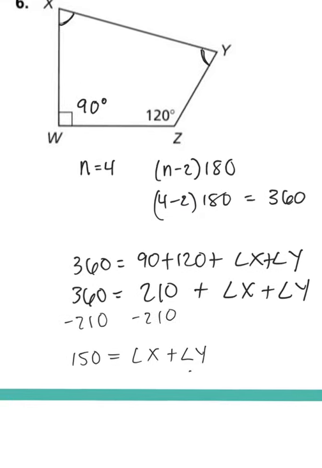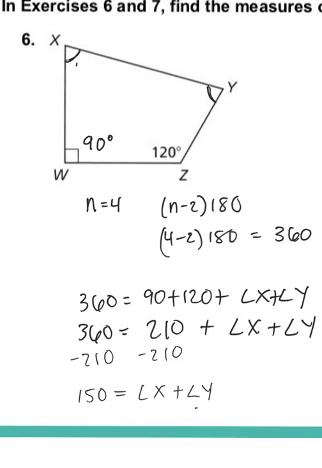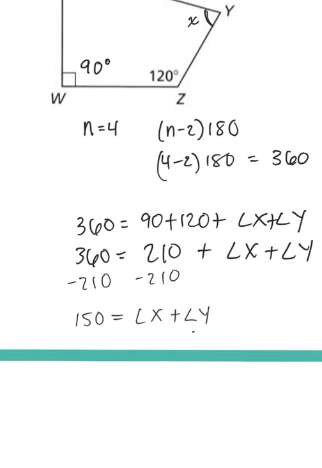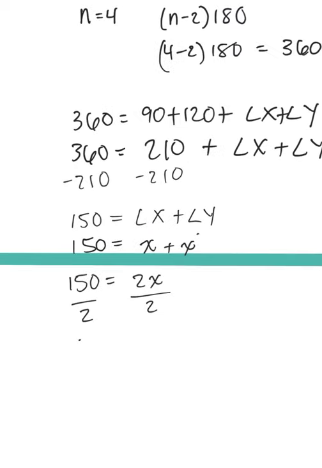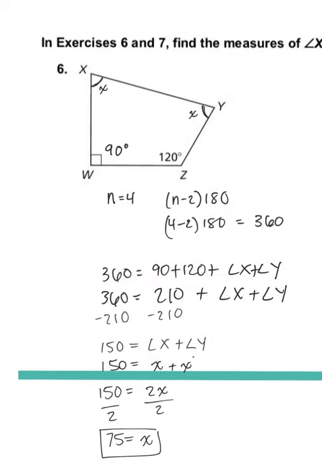So let's assign a variable to them. Let's assign little x to both of them, okay? So little x is going to be both of those angle measures. So this would technically be 150 equals little x plus little x, which is just 2 little x. So 150 equals 2 times little x. That's why we divide by 2. And we're going to get 75 equals x. So the measures of X and Y is 75 degrees.